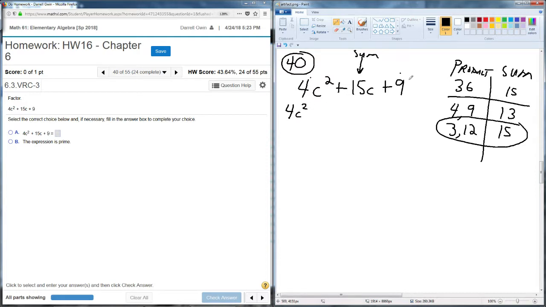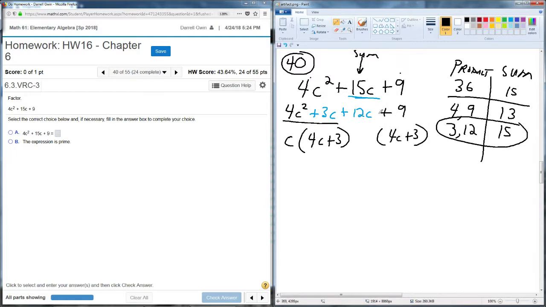3 and 12. So we are going to rewrite this 15c as 3c plus 12c. And that's what we did. Now I'm going to GCF these two, because it's 1, 2, 3, 4 terms. 4 terms means factor by grouping. The first two have a c in common, which gives me 4c plus 3. And copy that over here.